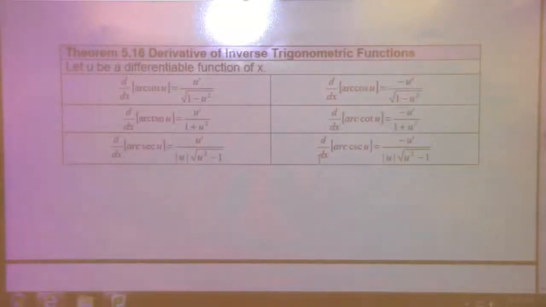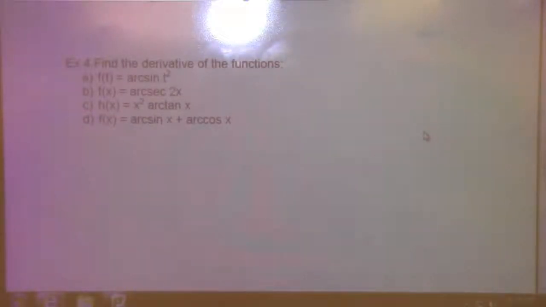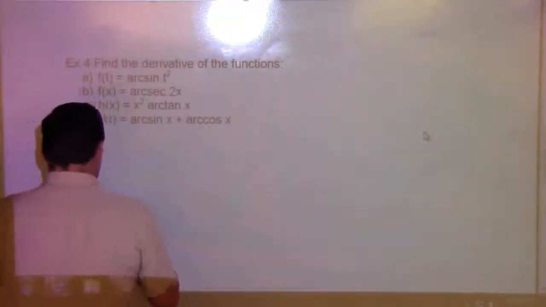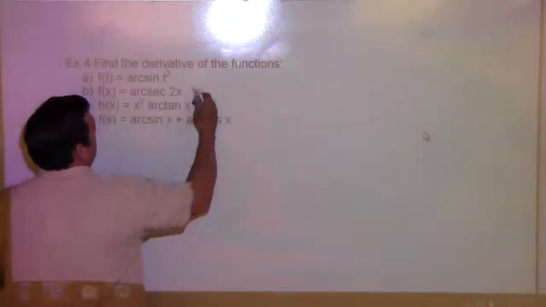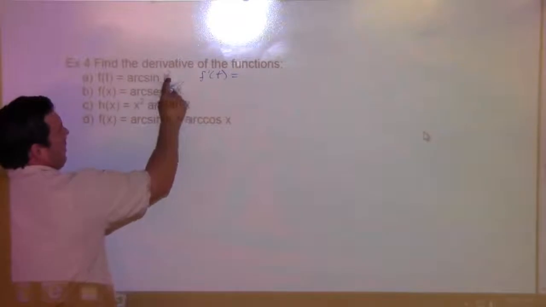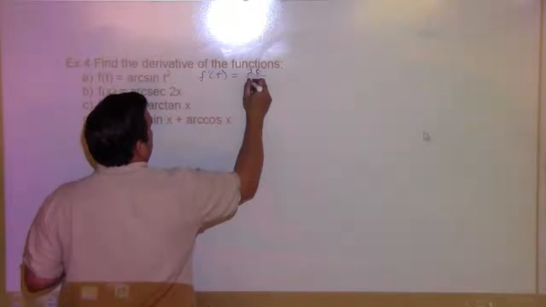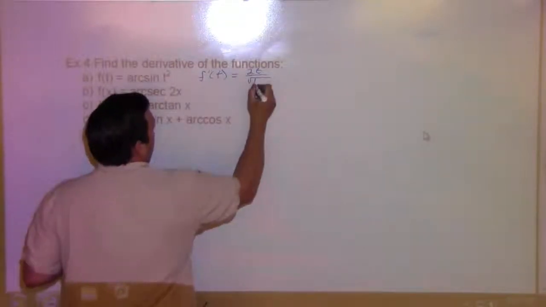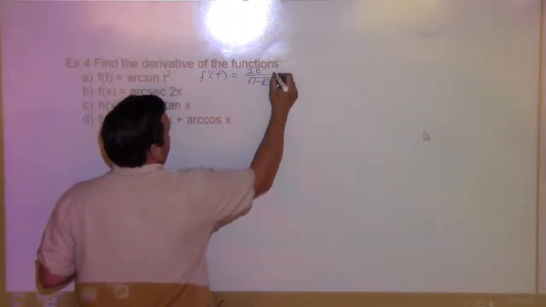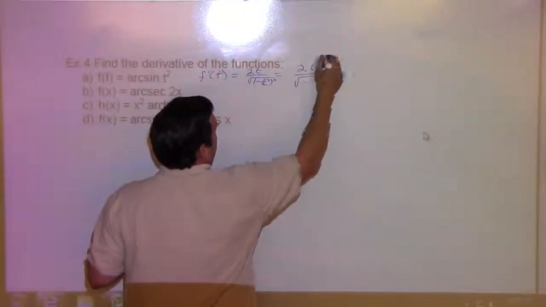Moving on to page 4 and example 4. Find the derivative of the functions. Okay, so our first one, f prime of t is going to be the derivative of t squared, that's 2t, over the square root of 1 minus t squared squared. It's u squared, so t squared squared. 2t over the square root of 1 minus t to the fourth.